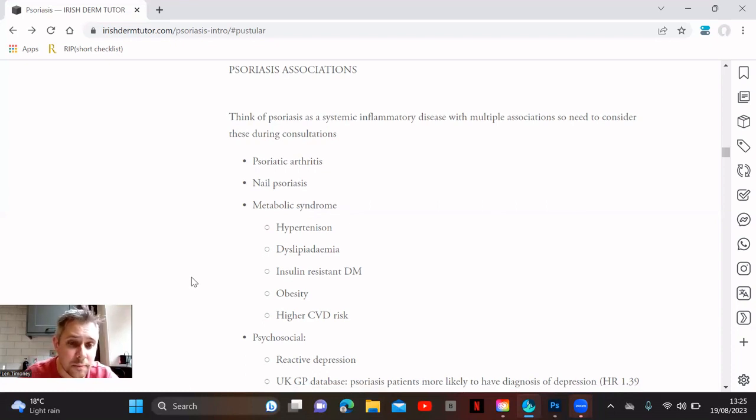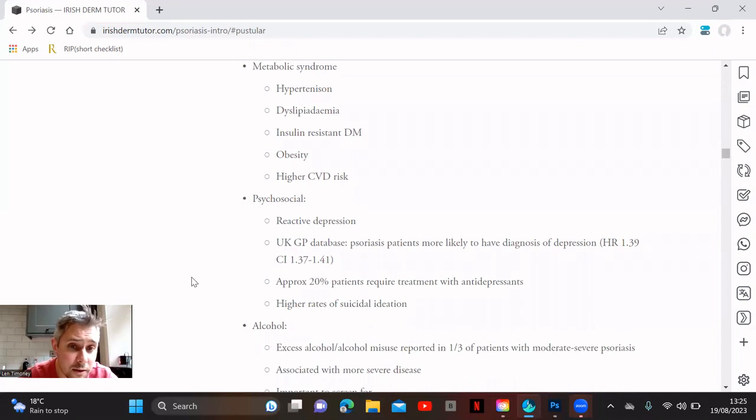Like many dermatology conditions, there's a huge psychosocial aspect associated with psoriasis. So they often can get a reactive depression. And a UK GP database study showed that psoriasis patients are more likely to have a diagnosis of depression with a hazard ratio of 1.39 and a confidence interval of 1.37 to 1.41. So that's quite a narrow confidence interval. And approximately 20% of patients that have psoriasis might be treated with antidepressants in some studies. And there have been some reports of higher rates of suicidal ideation.